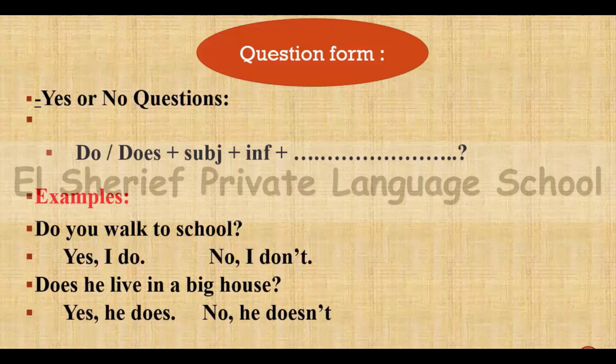And the second sentence, does he live in a big house? The answer is yes, he does, or no, he doesn't. So if you ask using do or does, we should answer using yes or no.